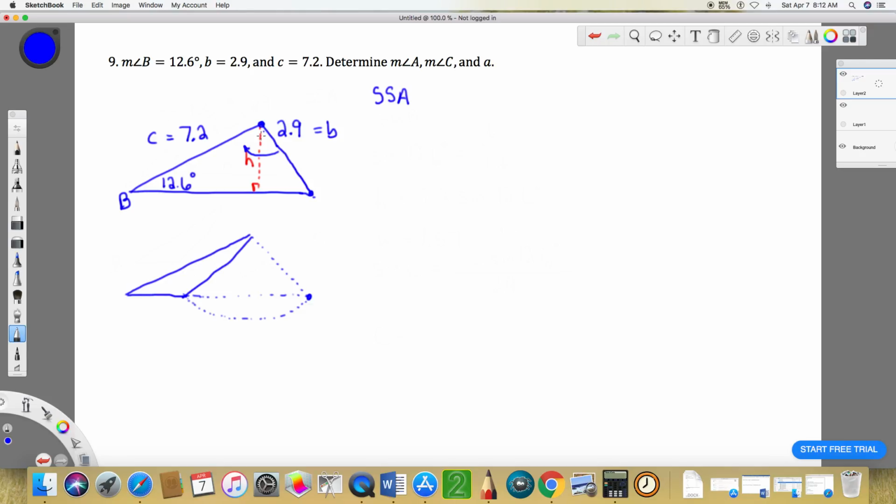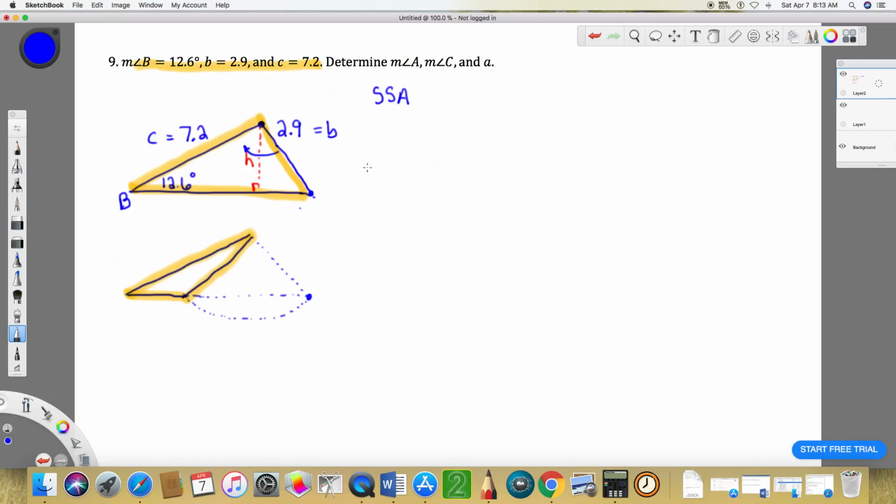So in the top triangle, let's get a highlighter. Here's our triangle here, and now in this one, the triangle is here. In both of these triangles, B and C are the same. They don't change. But the measure of angle A, the measure of angle C, and the length of A are different in each of these triangles.